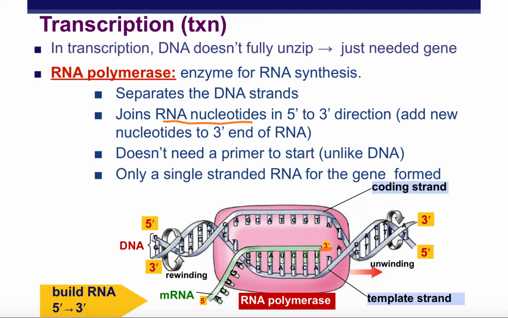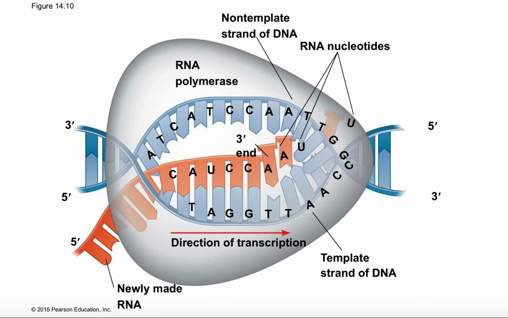And it's RNA, so I don't need a primer to start it. The primer for DNA creation is RNA, and I'm making RNA here, so I don't need a primer. I just make my one piece of RNA. And that's that. I'm done. My RNA polymerase, all it does is unzip, build my RNA in the correct direction, release it, and I'm done. So that's the idea of transcription.